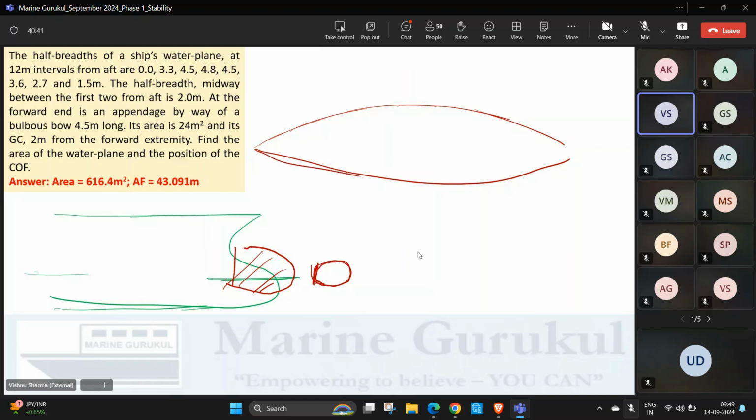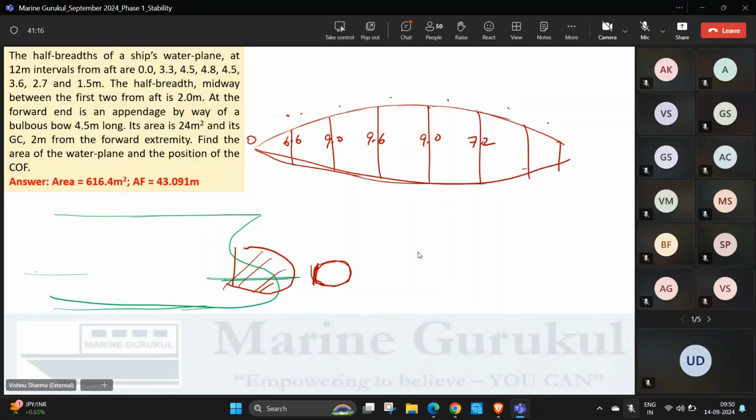These are full breadths. How many will we make? 1, 2, 3, 4, 5, 6, 7, 8. The values are 0, 6.6, 9, 9.6. Once you understand the diagram, you will be able to solve the question. It's not difficult after that.